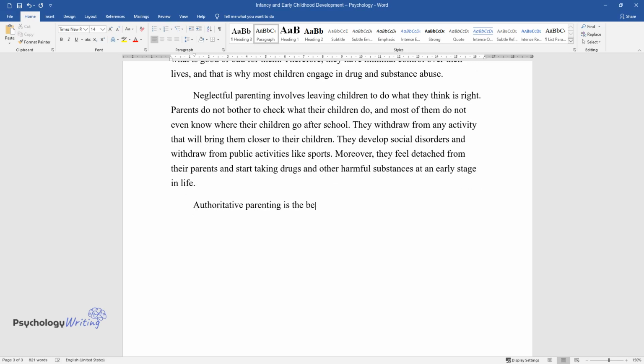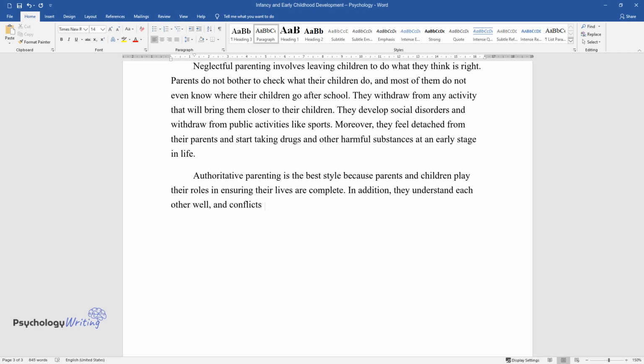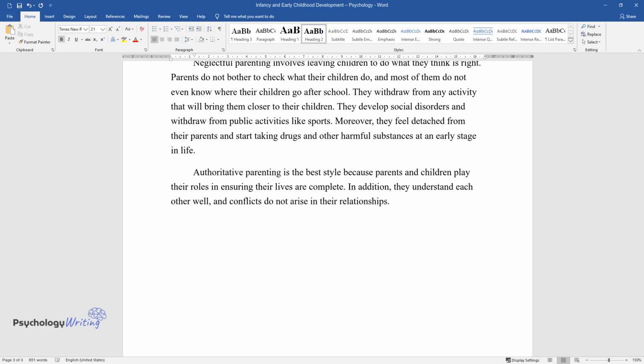Authoritative parenting is the best style because parents and children play their roles in ensuring their lives are complete. In addition, they understand each other well, and conflicts do not arise in their relationships.